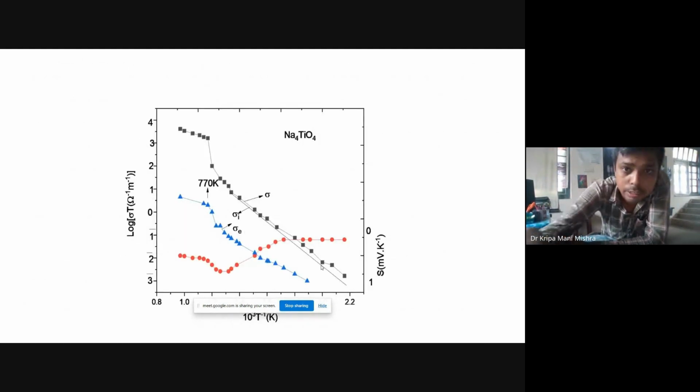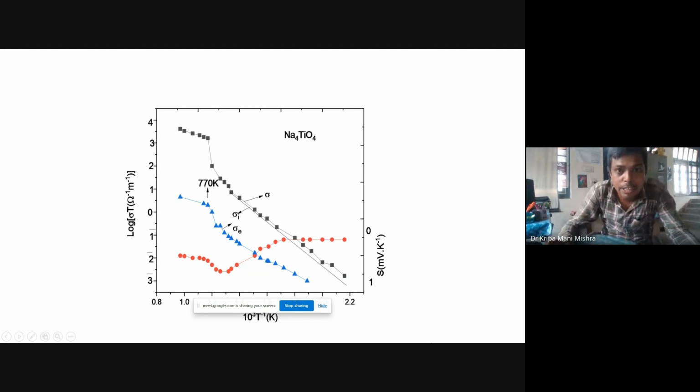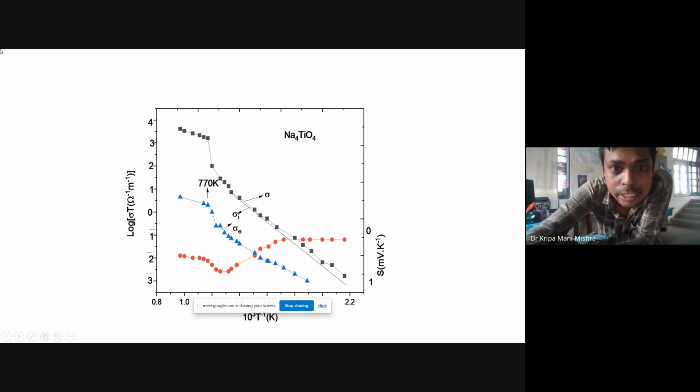This is the graph of log sigma T versus temperature. As temperature increases, the graph decreases. This is the phase transition of Na4TiO4 at 770 Kelvin. This is ionic conductivity, this is electronic conductivity, and this is the total conductivity, the sum of ionic and electronic conductivity.